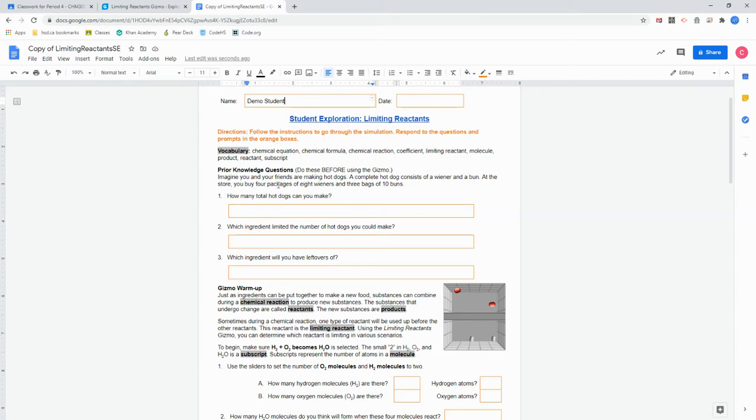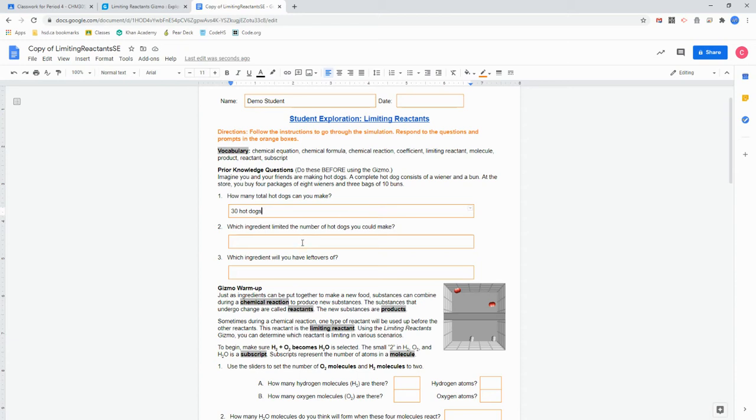Well, 4 packages of 8 wieners gives us 32 wieners. 3 bags of 10 buns only gives us 30 buns. So we would only be able to make 30 hot dogs.